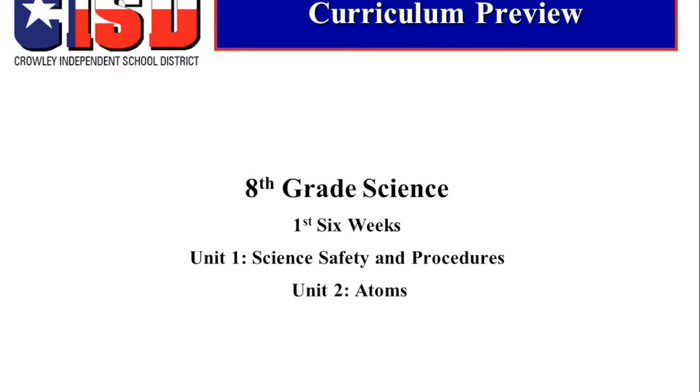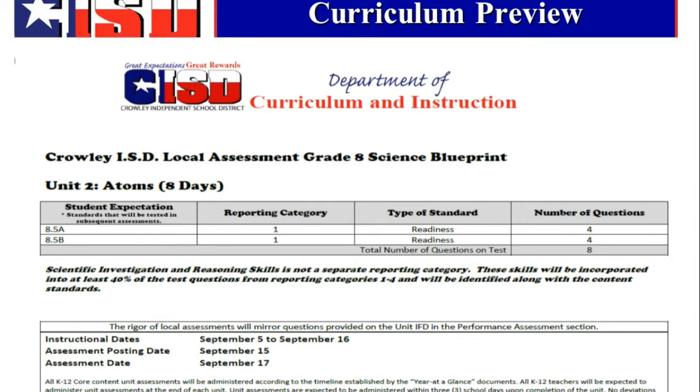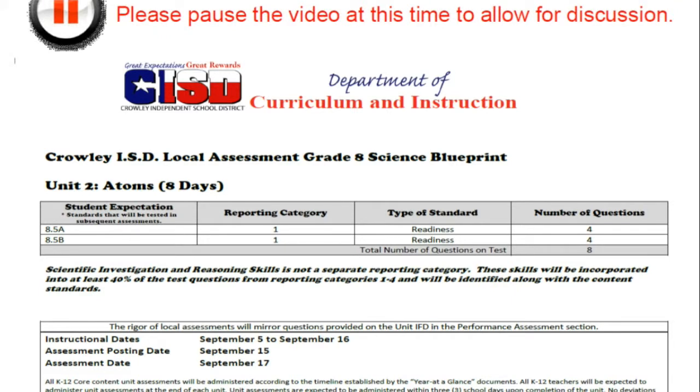Unit 2, Atoms, and Unit 3, Periodic Table, will be taught and tested during this 6 weeks. Please pause for a moment to review the Unit 2 Local Assessment Blueprint. As you can see, 8 instructional days will be utilized for Unit 2. The district has allowed for 3 days at the beginning of the 6 weeks to allow for beginning of the year procedures. September 5th through September 16th are instructional days for Unit 2.